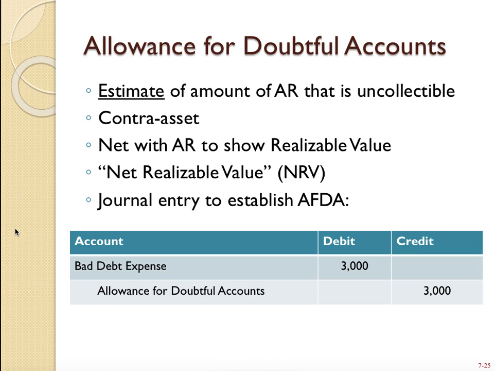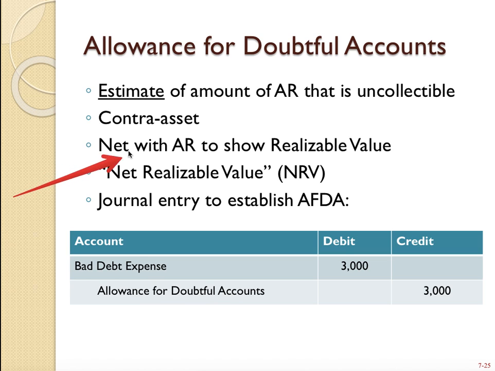So how do we do this for accounting purposes? Remember, we need to actually now get this into our accounting system. And the way that we do that is through an account called the Allowance for Doubtful Accounts. Now, the Allowance for Doubtful Accounts is an estimate of the amount of AR that is uncollectible. It is a contra asset. And again, that word contra means against. So it goes against an asset, in this case, your AR. And then you net the allowance for doubtful accounts with the AR to show the realizable value. I'll show you what that looks like in a minute.